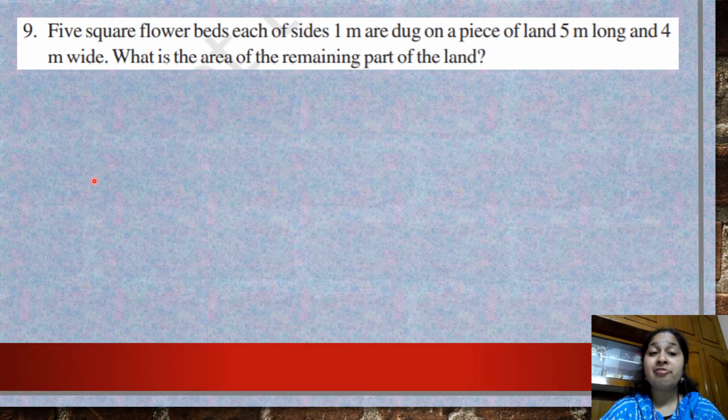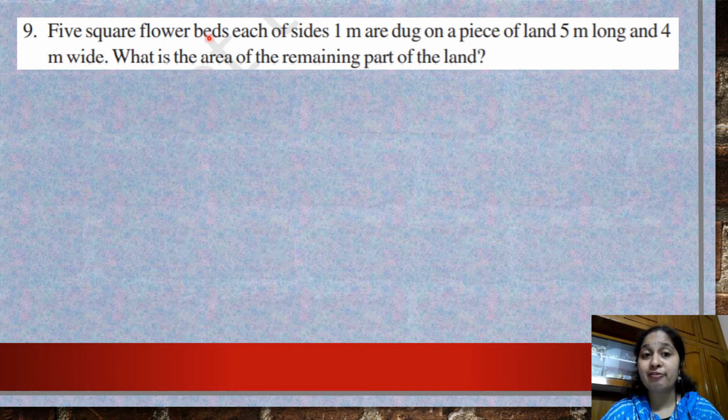Ninth question. 5 square flower beds, each of size 1 meter, are dug on a piece of land 5 meters long and 4 meters wide. What is the area of the remaining part of the land? What do you understand by this, children? Can you just think that it is somewhere similar to the previous question? Yes, that was the floor. Here it is a piece of land. That's the difference.